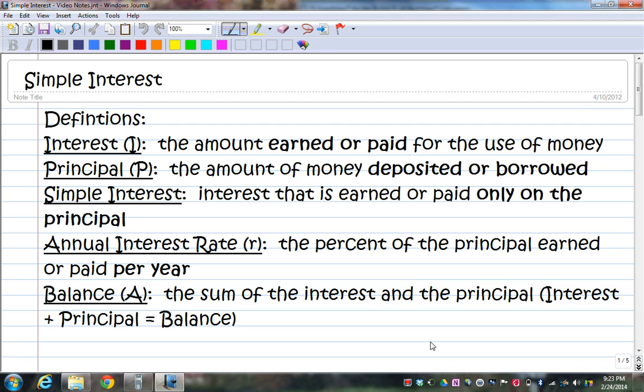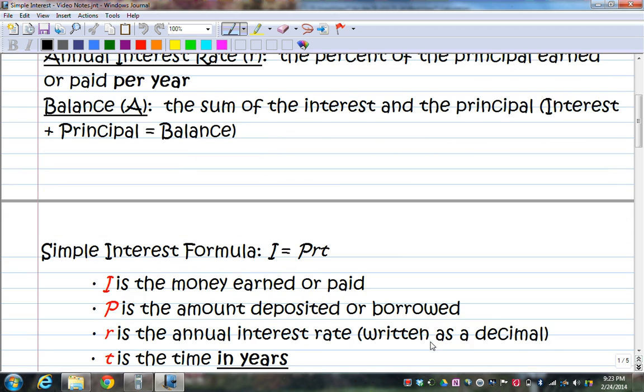The annual interest rate is the percent of the principal that is earned or paid per year. And then the balance is the sum of the interest and the principal. Okay, so let's move on.